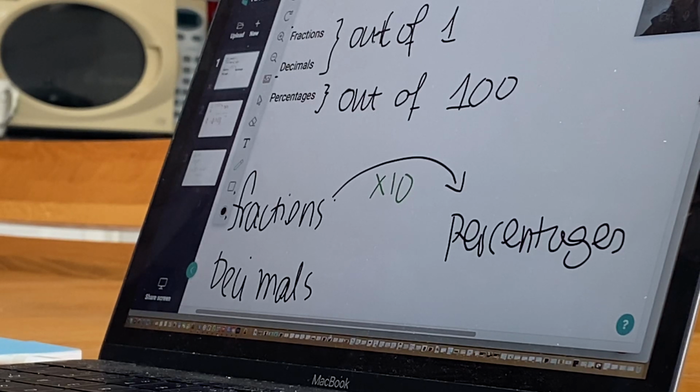So if we're going from fractions or a decimal, decimals are a little bit easier because we just move our decimal point over 2 spaces to multiply by 100. Okay, let's try going in the reverse direction now.